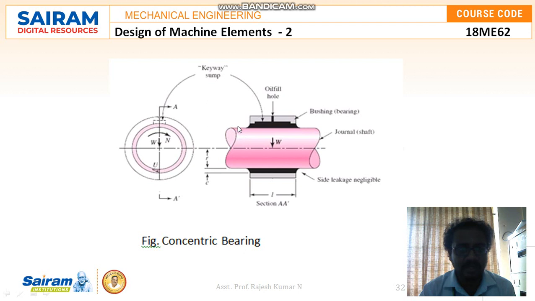And we also have a keyway sump. You can see the keyway sump in both the views, and in the left sketch we can see it very clearly. The load applied is W towards gravity, R is the radius of the bearing, and small c is the radial clearance.